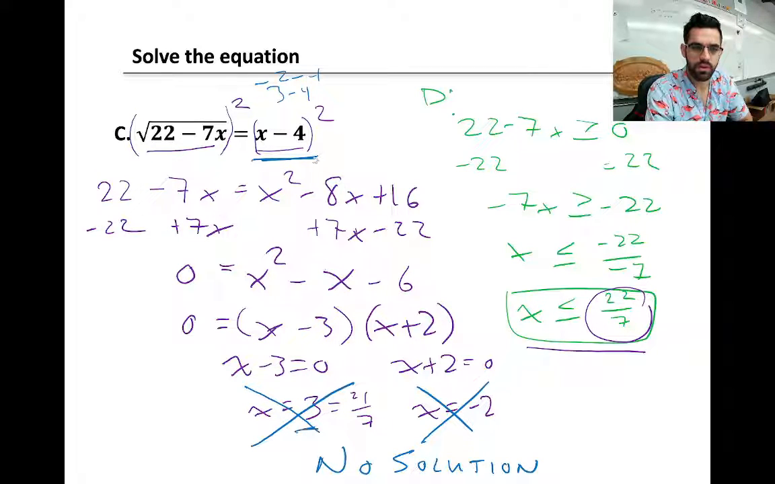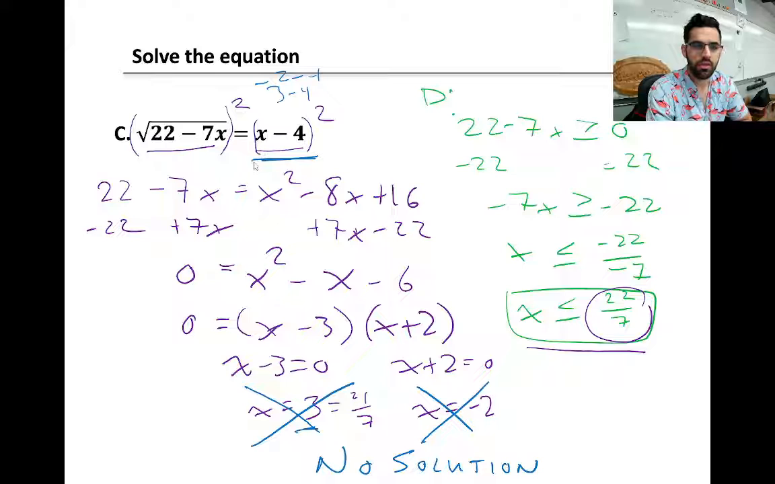But if I take the 3 and plug it into the right side, I get 3 minus 4, and that's a negative number. And so a square root can't equal a negative number, so we eliminate the 3 because of the right side of the equation. The other solution was x equals negative 2, and we eliminate that solution for the same reason. Negative 2 minus 4 is a negative number, and a square root can't be negative. So we've eliminated both solutions, so the answer for this question is that there are no solutions, or no solution, or NS. And that's totally okay.